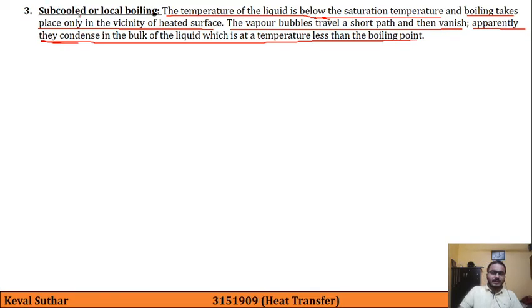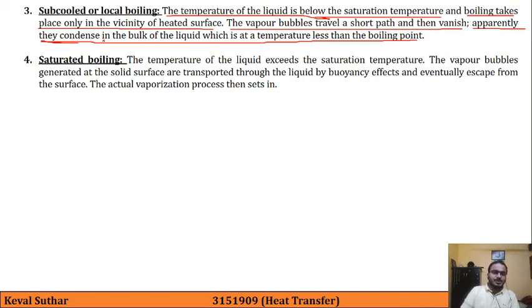So what is exactly happening here is that the temperature of the liquid is lower than the saturation temperature. They just get boiled only in the vicinity of the heated surface. They travel a short path and then again they condense at the temperature lower than the boiling point. So this is only a short time boiling which is happening on the heated surface only.